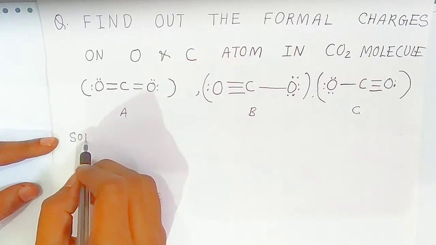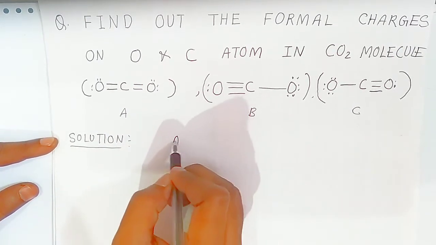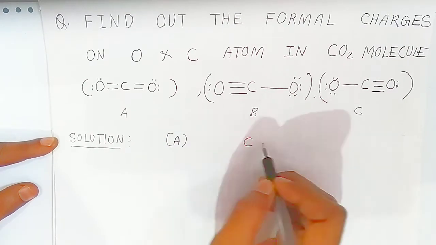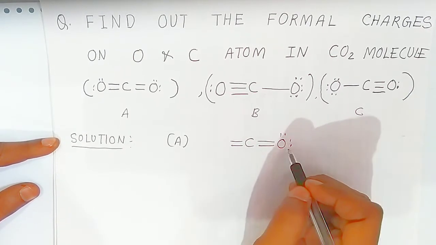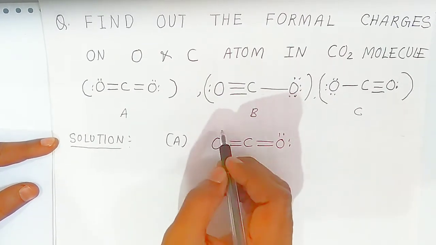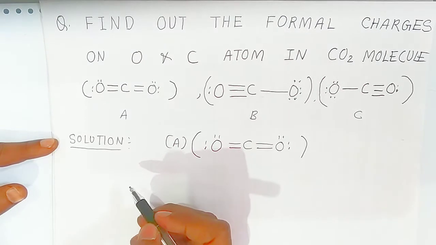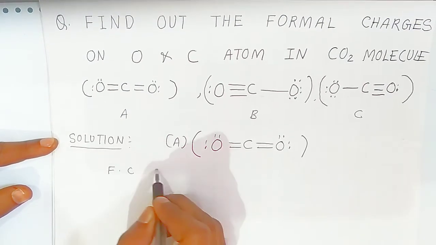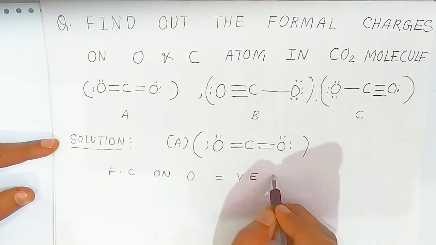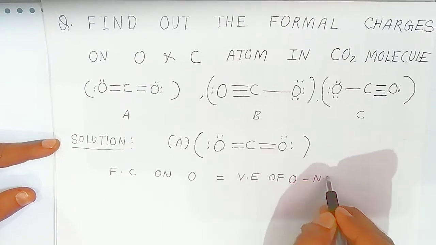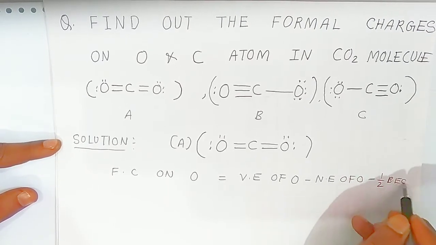So students, how you are going to write the solution is very important. First we are going to take structure A. In structure A, students, the carbon will be at the center, having completed its octet. Now this oxygen has 4 non-bonding electrons, and here the oxygen also has 4 non-bonding. So in this structure, students, what will be the formal charge? Formal charge on oxygen atom is the valence electrons of oxygen minus non-bonding electrons of oxygen minus half of the bonding electrons of oxygen.